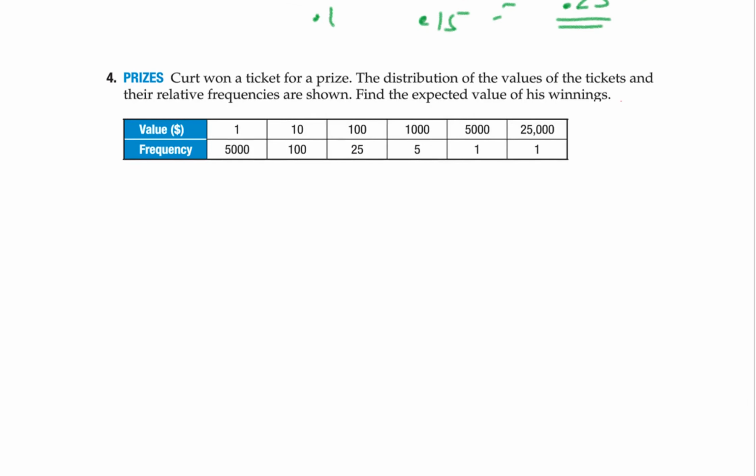What's different here is that they don't give you the probability. Well, how do you do it? You do 1 over total. So if you add all this up, I think you get 5,132. So the probability of this one would be 5,000 over 5,132, 100 over 5,132, and so on. And then you just do the exact same thing. We're going to skip the rest of that for now.